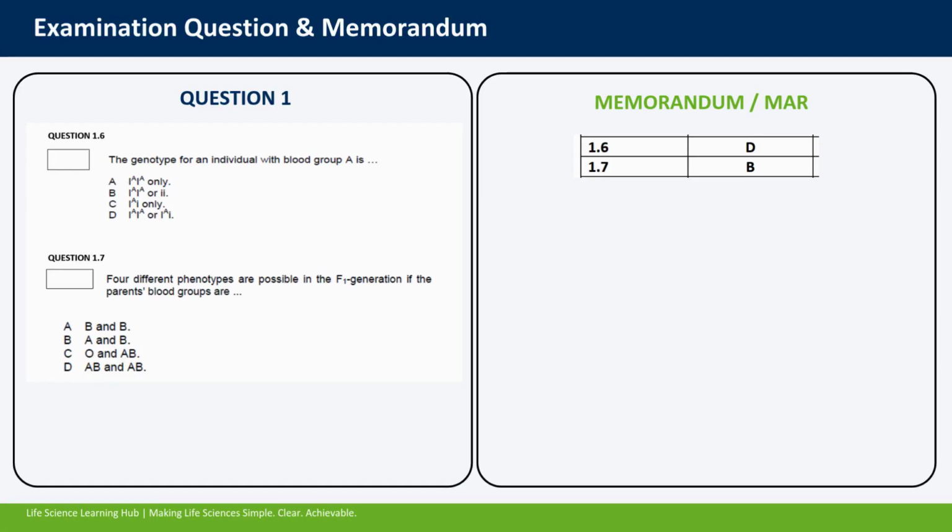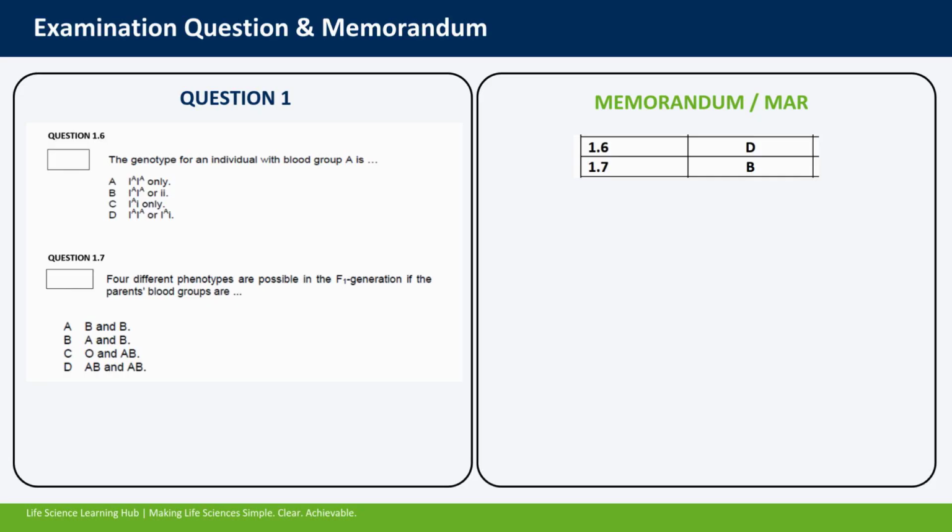The first possibility is IA IA, that is homozygous dominant. The second possibility is IA small i, that is a heterozygous genotype. Now, let's look at the options. Option A says IA only. That cannot be correct because a genotype must have two alleles. Option B says IA, i or ii. Now, small i i would produce blood group O, so that option is incorrect.